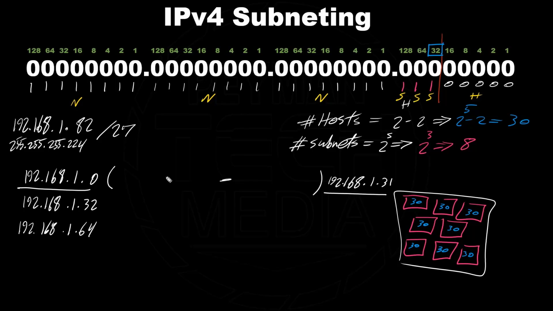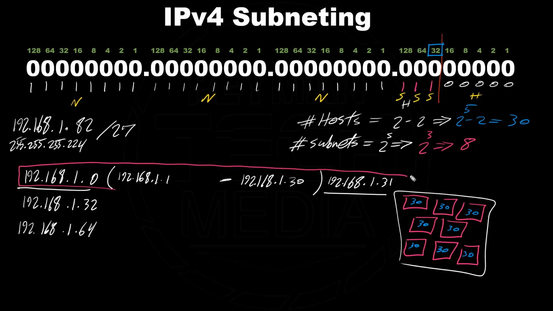Now let's go over the ranges of available IP addresses. The first available IP address in this network would be 192.168.1.1, and it goes to 192.168.1.30. And here you see this is one subnet. In each subnet we can have 30 available IP addresses, and as we can see, 1.1 to 1.30 is 30 available IP addresses.